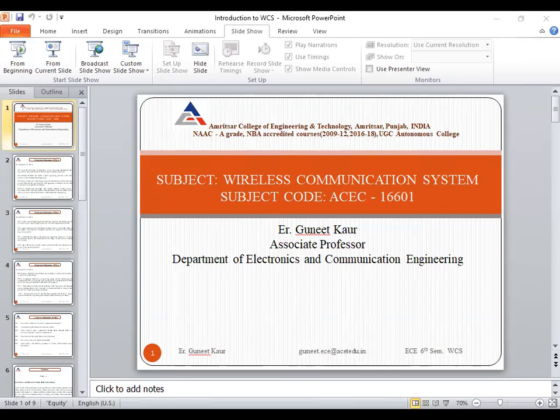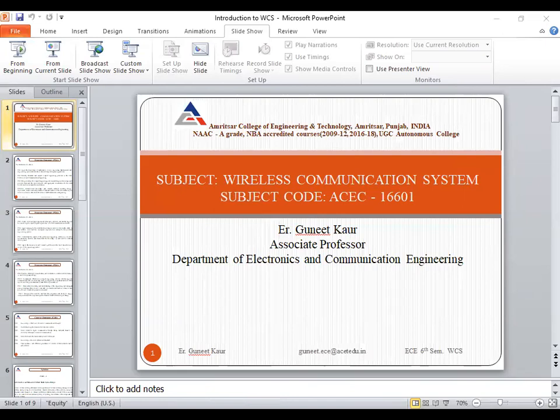Now we are going to discuss wireless communication system in this semester. As you know, we all are using mobile, and mobile communication is actually wireless communication. So this subject is very interesting because we are using wireless communication in our daily life.